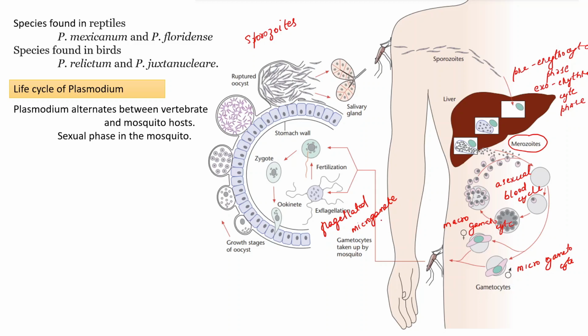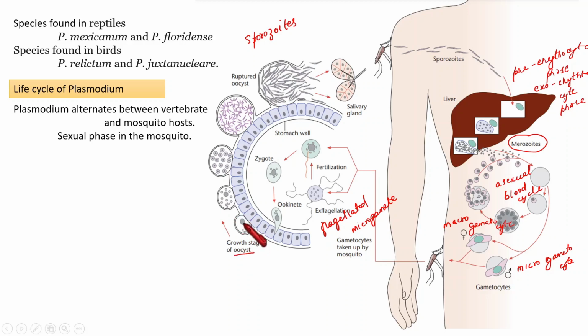And each flagellated microgamete can fuse with the macrogametocyte and form a zygote. This zygote later develops into a motile ookinete, and this motile ookinete pierces the gut wall of the mosquito, and after piercing the gut wall, it forms a cyst and accumulates, and it settles inside that cyst, and that stage is called oocyst.